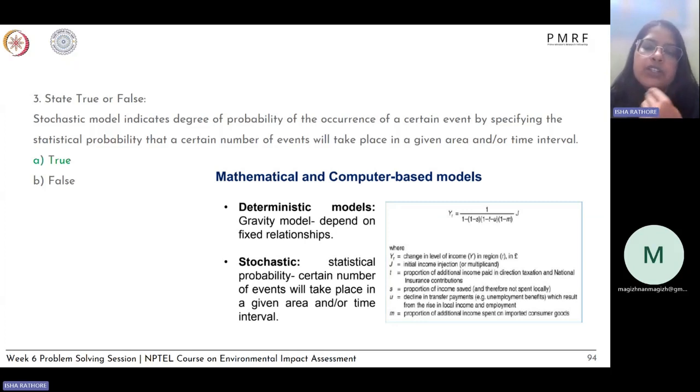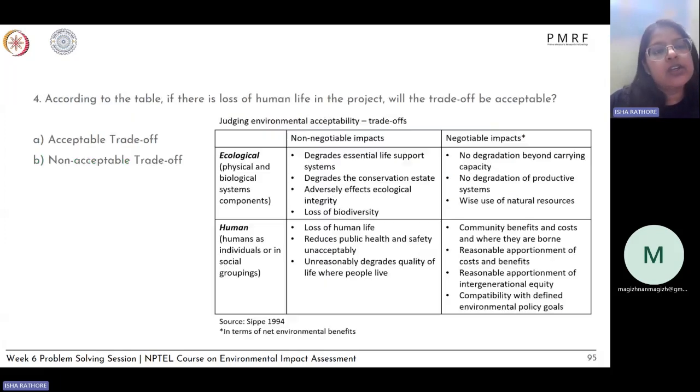So stochastic models indicate the probability of occurrence of a certain event based on the statistical probability that a certain number of events will take place in a given area or time interval, whereas deterministic models are dependent on a fixed relationship between the variables. So the statement is true. Moving on to the next question.